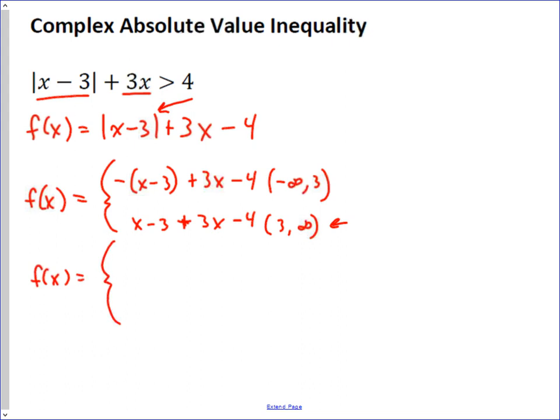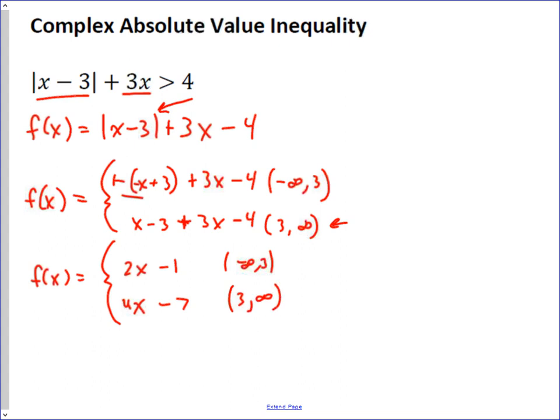and you get, well, negative x plus 3x is 2x. You get 3 minus 4 is negative 1. And then for the second one, you get 4x, and you get 4x minus 7. And so from negative infinity to 3, the function is defined as 2x minus 1, and from 3 to infinity, the function is 4x minus 7.